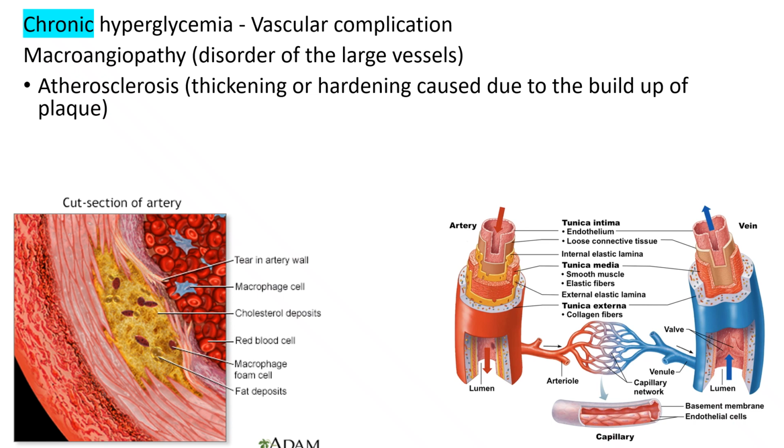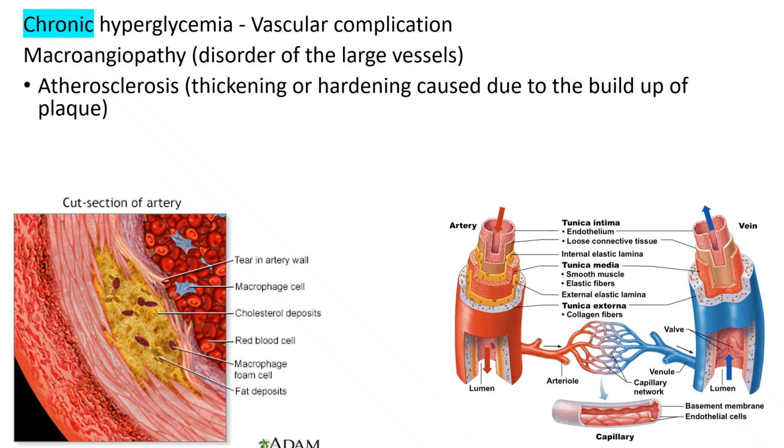Another type of clinical manifestation is chronic hyperglycemia. Now, this one isn't sudden. This one is always present. It's always there, always lingering in the darkness. But if you have chronic hyperglycemia, it is going to affect the vascular system. You're going to have vascular complications.